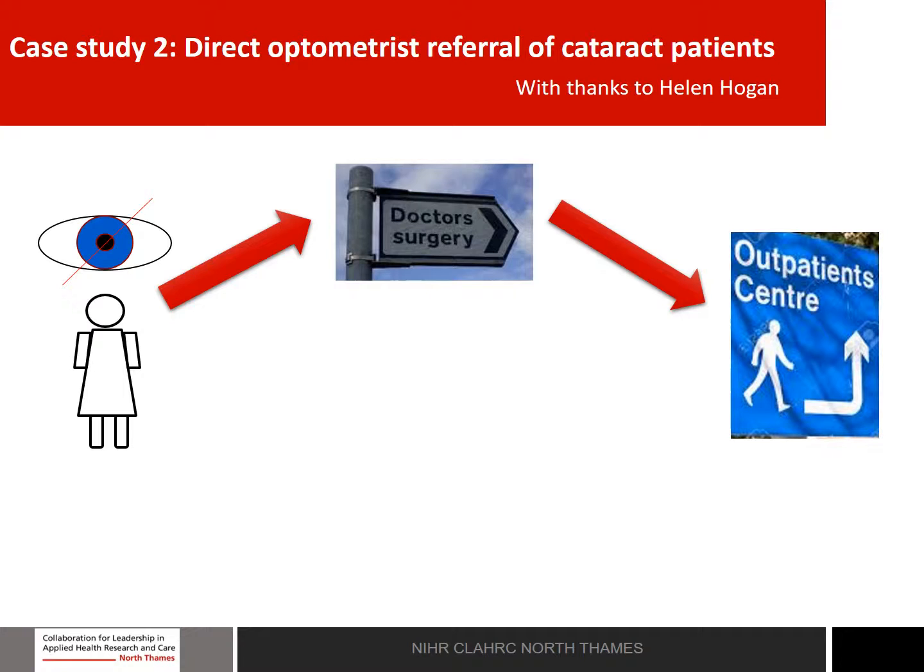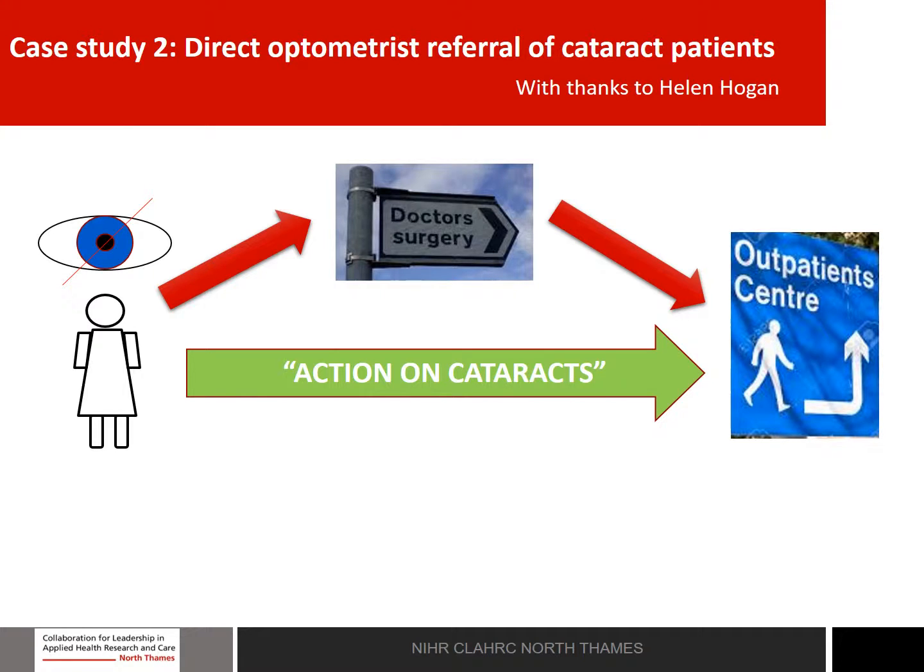Action on Cataracts, a modernisation initiative based on good practice, was recently introduced to the health service for your region. It aimed to redesign cataract services to improve access, make the patient pathway more efficient, and to increase numbers of operations. One of its recommendations was to streamline the cataract patient pathways of diagnosis and treatment, for example by introducing direct optometrist referral to outpatients and reducing the number of patient consultations.